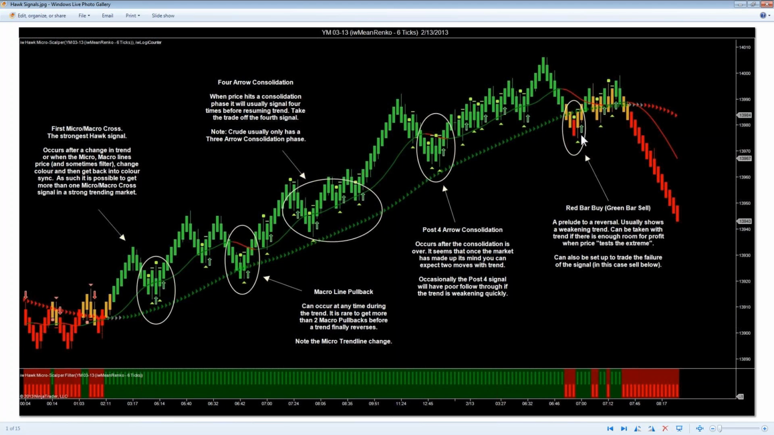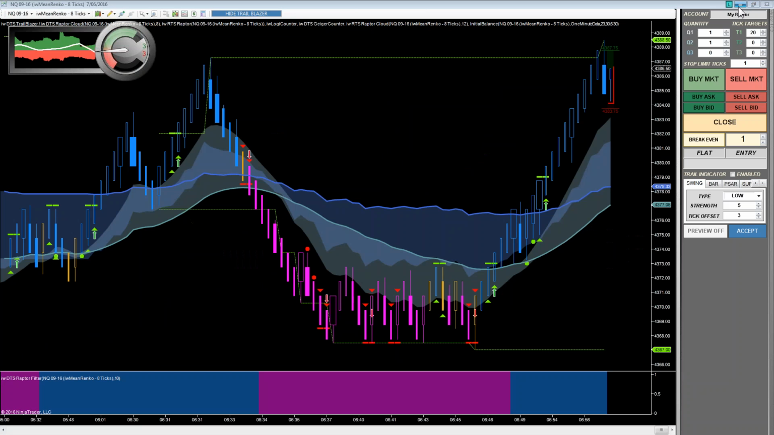And then last, we get the red bar buy, or in a downtrend, we get a green bar sell. Now, this is actually a signal that we can take with the trend or against the trend. We can short it, in this case, short it below the lows, because this signal tends to happen toward the end of the trend. So that's just on the Hawk.